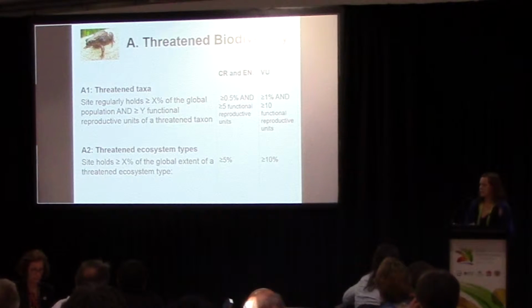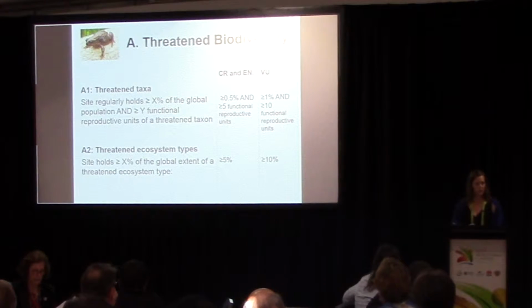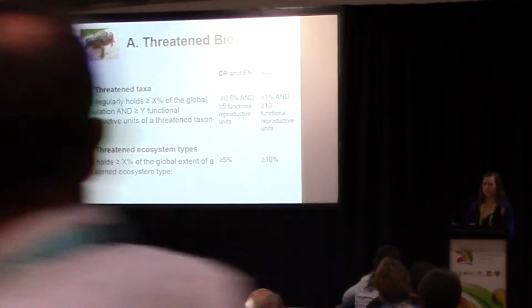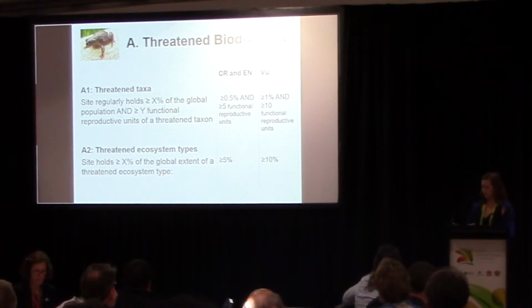And for threatened ecosystem types, these are ecosystem types that are listed as critically endangered, endangered, or vulnerable according to the IUCN Red List of Ecosystems. And the threshold is that a site with at least 5% of the global extent of an ecosystem that is critically endangered or endangered would trigger KBA, and 10% for vulnerable.